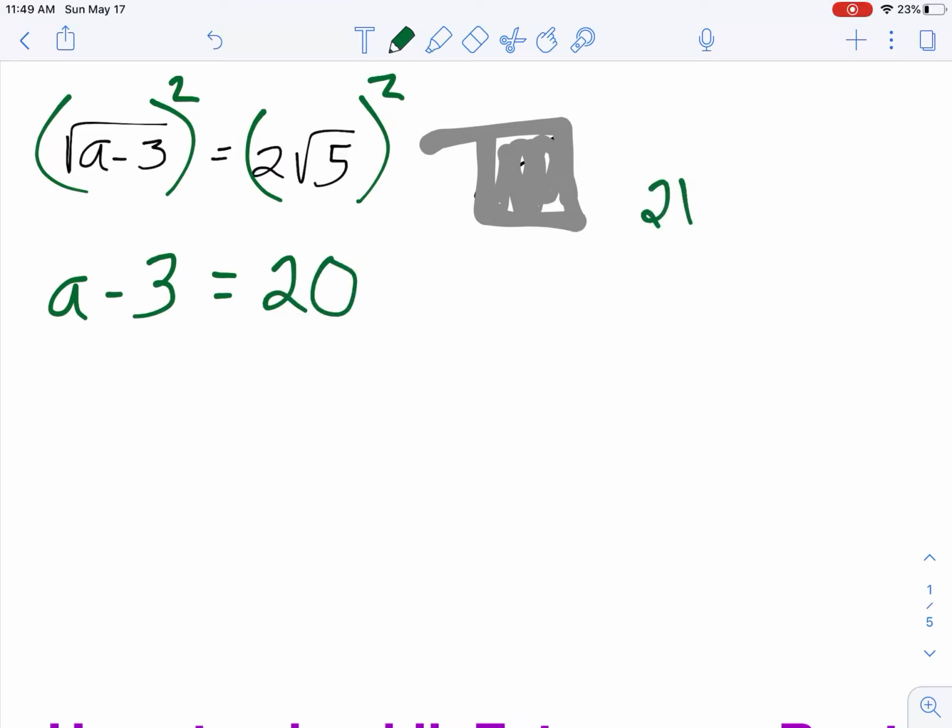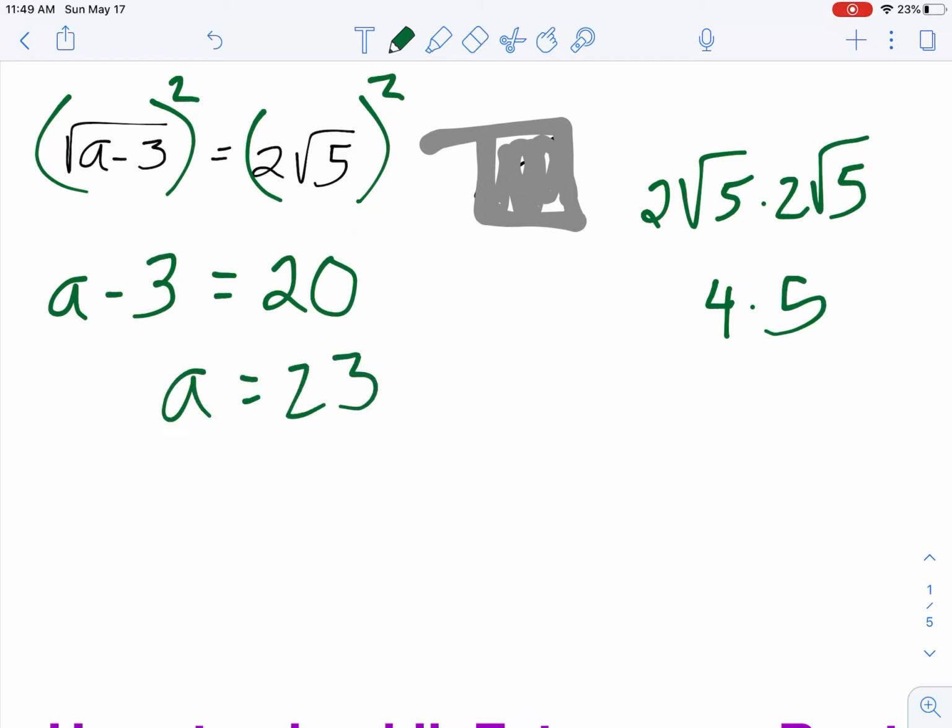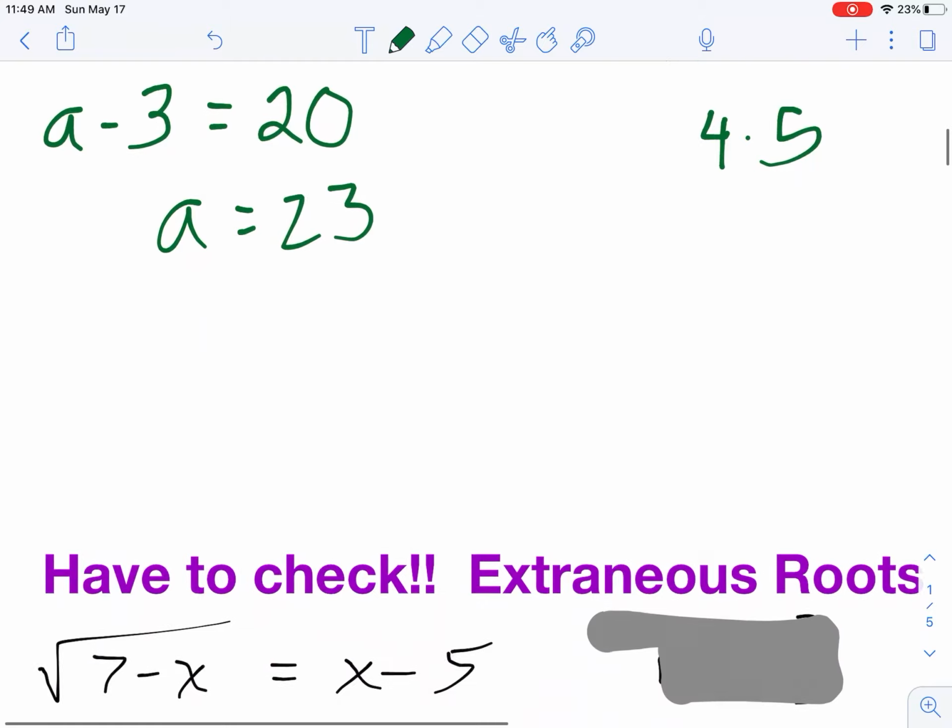And then just make sure you multiply 2 root 5 times 2 root 5 properly. So you'd have 4 times 5, so you get 20. Wow, a is 23. Yep, that was easy. Holy smokes, so these aren't so bad.